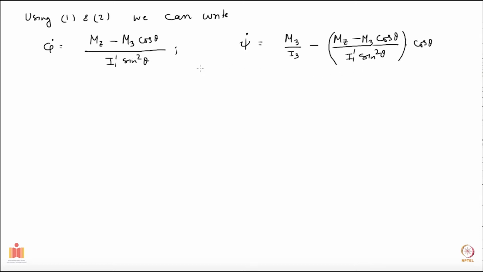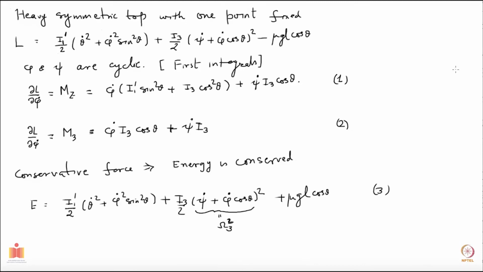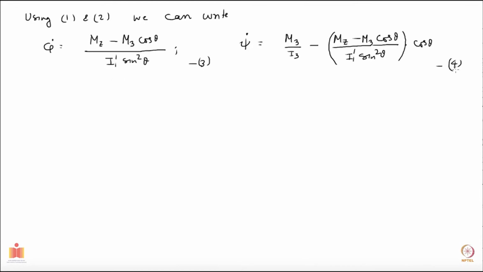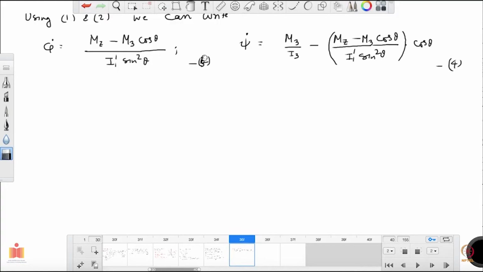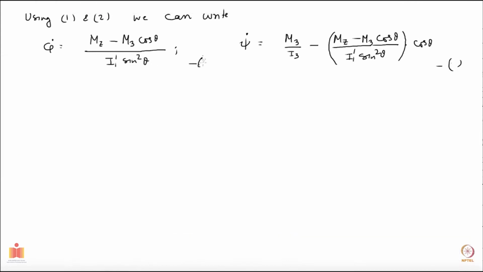So let me call this equation 3 and 4. This is 3. This is 4. No, 4 and 5. Oops. Equation 4. Okay, I think there is a way I can do it. So this is 4 and this is 5. Okay, that's good.